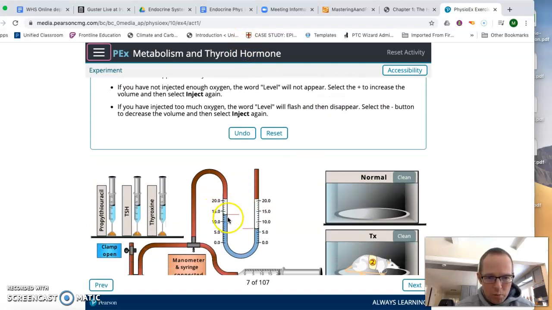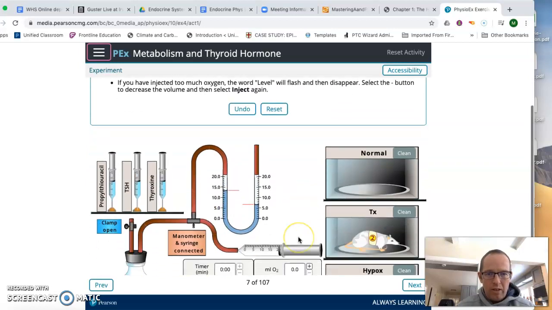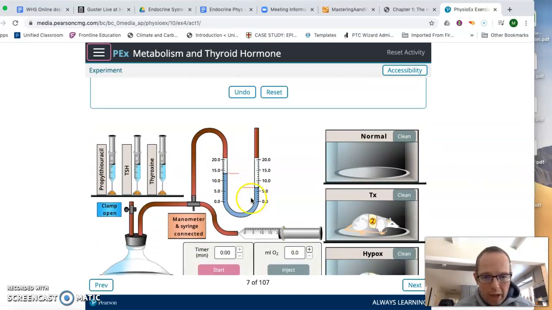And the difference between these two is the amount of oxygen that was consumed by this rat. So I'm gonna estimate that this one is at about 13.5 or so, and that this side is at about 7. So what we want to do is take the difference between those and inject that amount of oxygen.